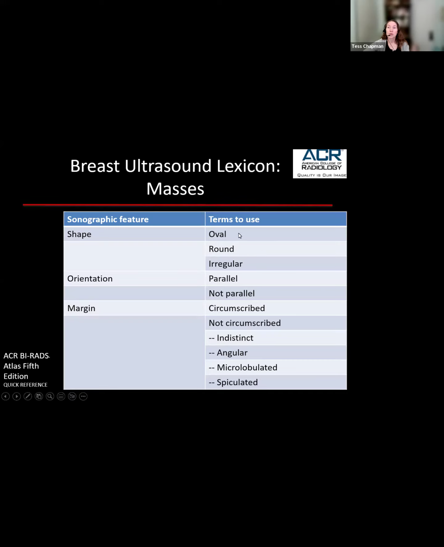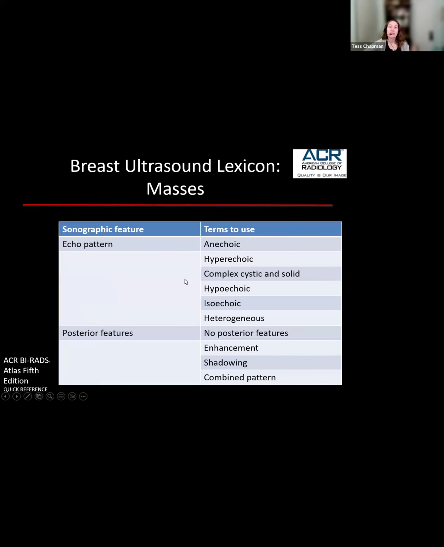These are the words that are appropriate to use when describing a mass. As far as the shape: oval, round, or irregular. The orientation: is it parallel to the chest wall or not parallel to the chest wall? What are the margins like? Is it well circumscribed, or not circumscribed? Are the margins indistinct, angular, microlobulated, or spiculated? These are the words that are appropriate to use.